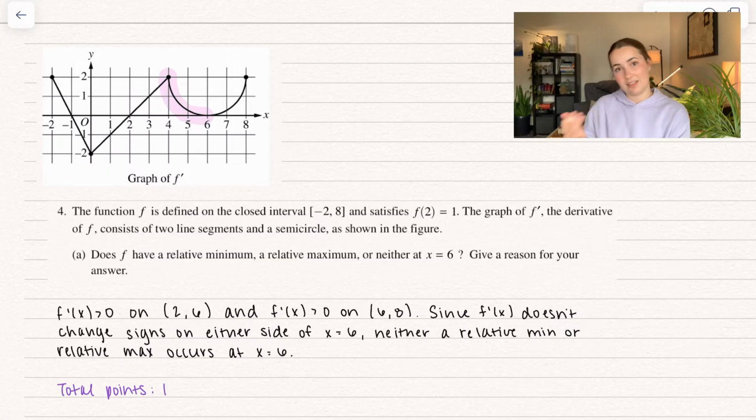And the reasoning is that the first derivative does not change signs. So there you just get plus 1 point. Generally speaking, let's just talk about relative mins and maximums real quick.